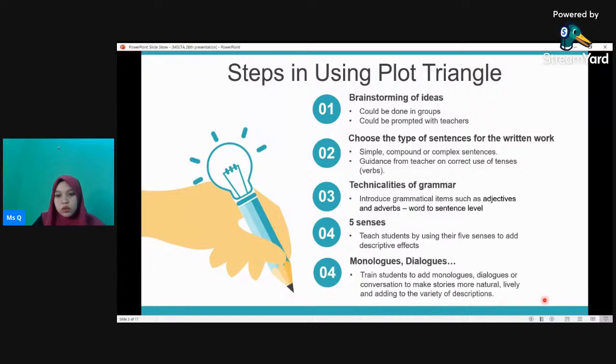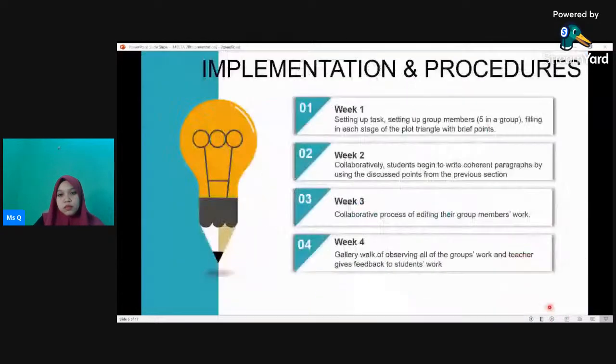Okay, so when you are doing plot triangle, don't forget, brainstorm ideas, choose the type of sentences for the written word. It could be simple, compound, or complex sentences. It could be guidance from teacher as well. You can use technicalities of grammar, like I mentioned just now, five senses, and monologues and dialogues. Monologues means when you talk to yourself, and dialogues is when you have direct speech talking to another character. All right, I think that's all for plot triangle.